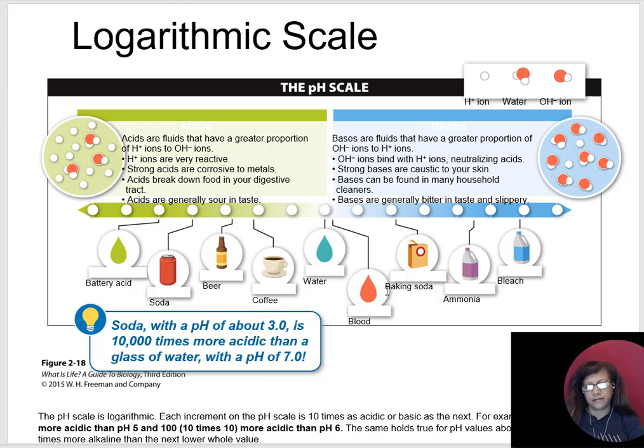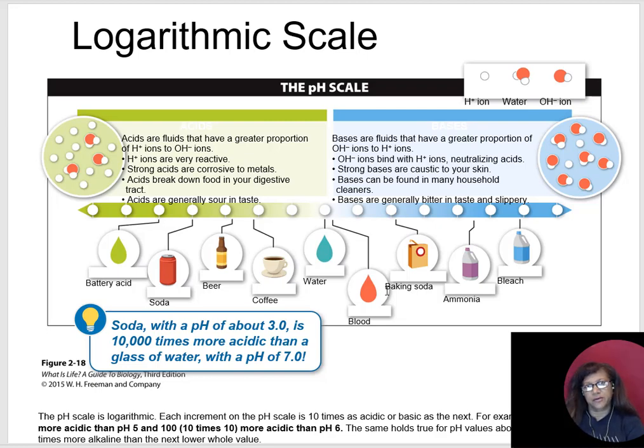And acids have certain properties. Number one, they're very reactive, as you can imagine. They're missing an electron, so they want to react with any molecule that they can in order to obtain an electron. And so that makes them very reactive. Acids are also corrosive to metals. Acids can break down food in your digestive tract. We actually use acids, the acid in your stomach.